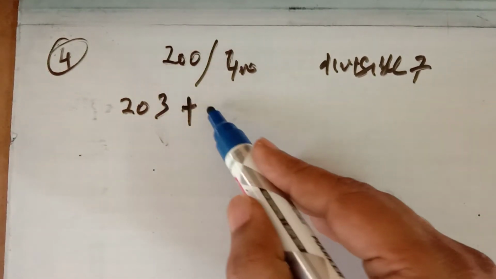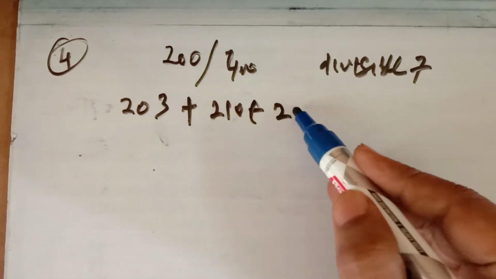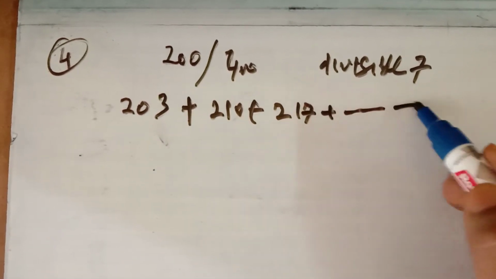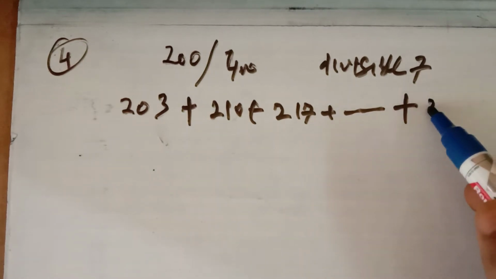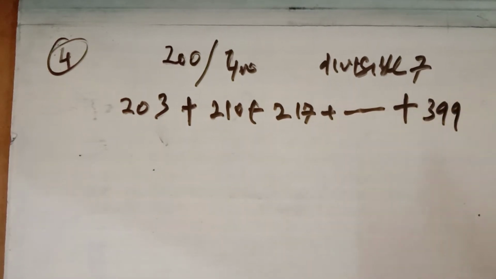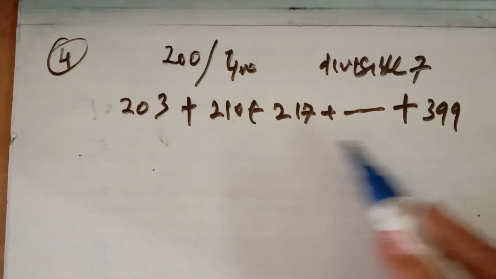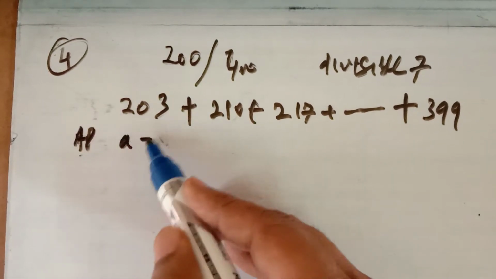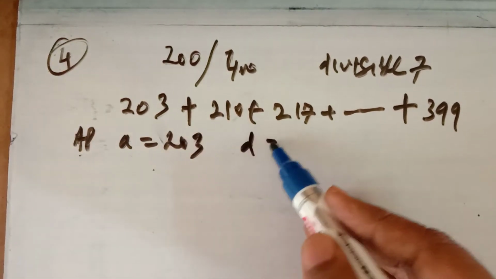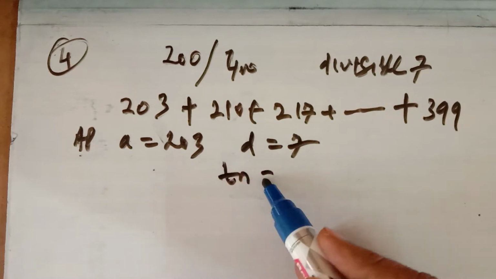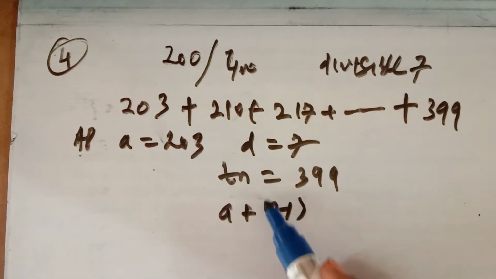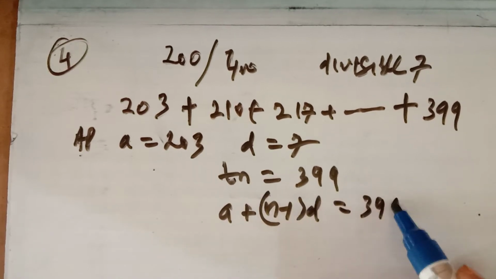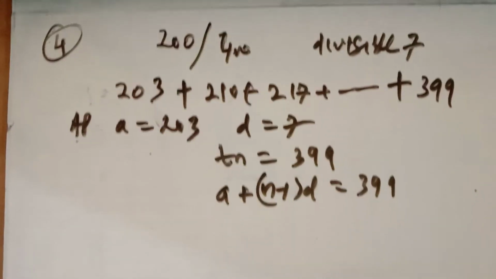Then next will be 210. Then next will be 217, and so on. The last number before 400, which is divisible by 7, is 399. You take your own time to calculate these numbers. Now you have to find the sum of all these numbers, which is an AP, where first term is 203, the common difference is 7, and the last term is given as 399, so that you can easily find the value of n, that is how many numbers are there from 203 to 399.